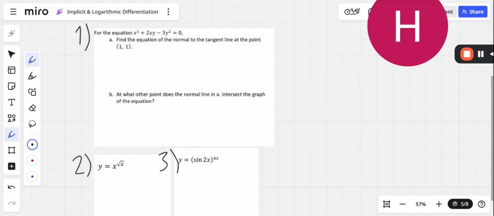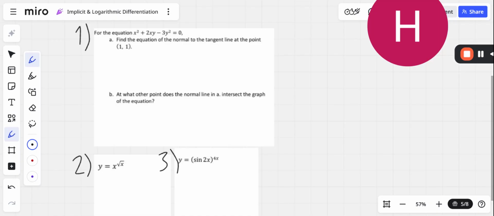And today, we have some Calc AB review for my Calc BC students, also my Calculus 2 students in the audience. Today we're going to take a look back at implicit differentiation as well as logarithmic differentiation, which is a technique that goes hand in hand with implicit differentiation.